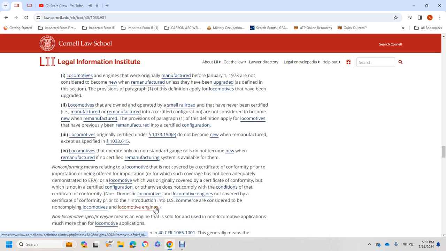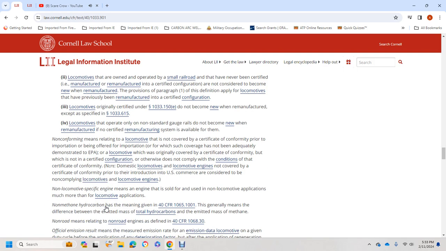Non-conforming means relating to a locomotive that is not covered by a certificate of conformity prior to importation, and for importation for which coverage has been adequately demonstrated to the EPA, or a locomotive originally covered by a certificate of conformity but which is not in the certified configuration or otherwise does not comply with the conditions of the certificate of conformity. Note that domestic locomotives or locomotive engines not covered by a certificate of conformity prior to introduction into U.S. commerce are considered non-complying locomotive engines.